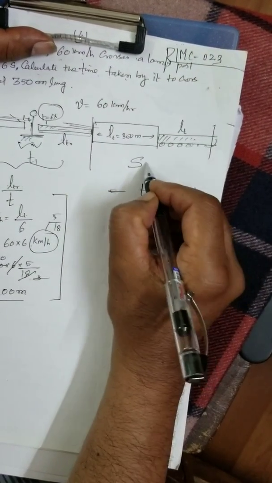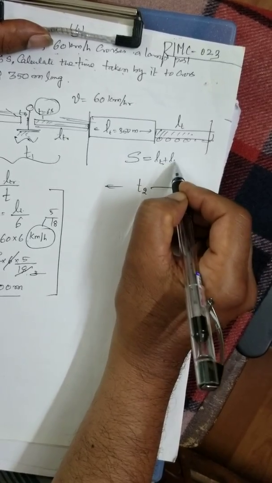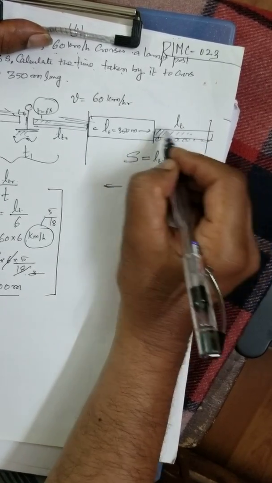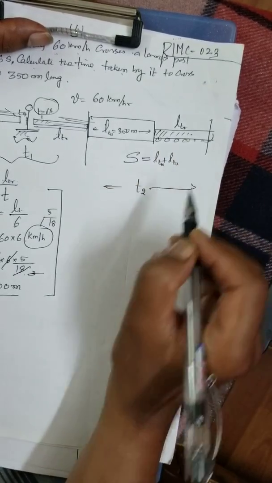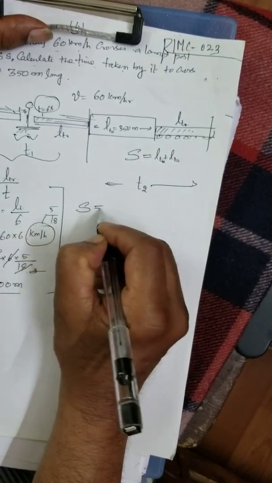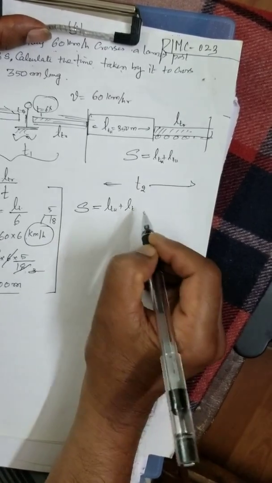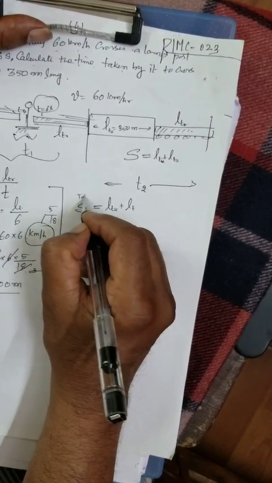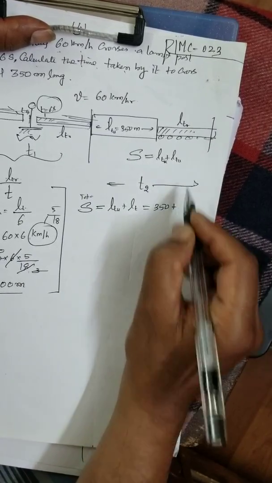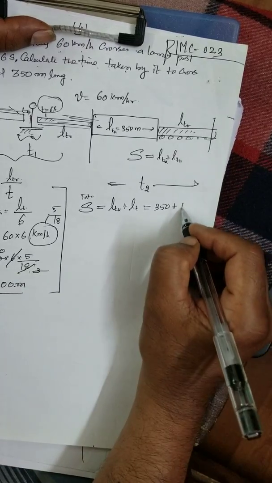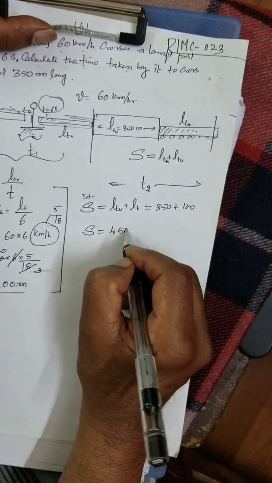Now what is the total distance in this case? Length of the train plus length of the tunnel. Total distance is equal to length of the tunnel, 350, plus length of the train, which we have taken as 100. Therefore, total distance is equal to 450 meter.